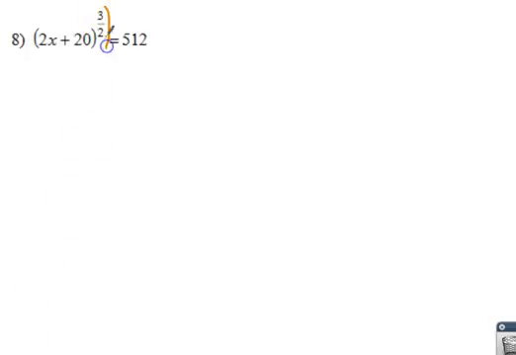Okay, this particular problem, I take to the 2/3 power. Why do I take it to the 2/3 power right away? Because the radical is isolated.